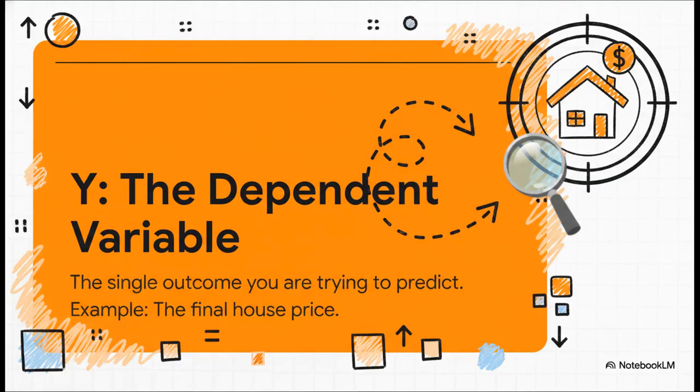So first up is y, the dependent variable. This is our target. It's the one thing we're trying to predict. In our house example, y is that final sale price. It's the destination we're trying to get to.